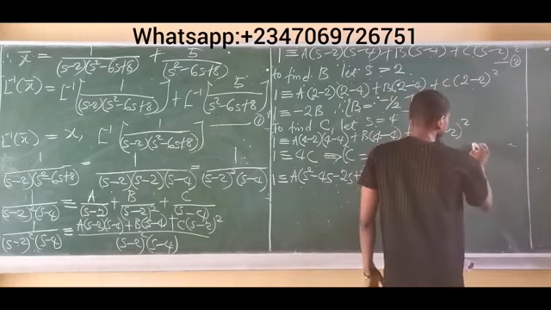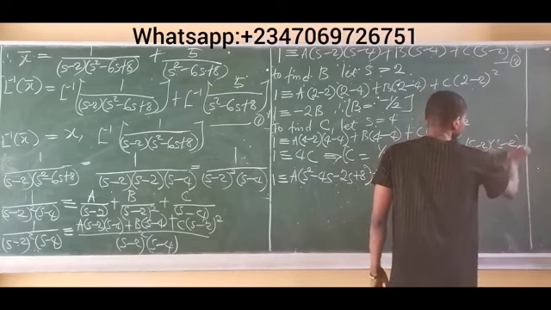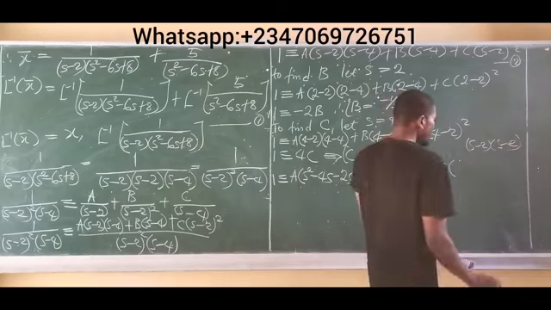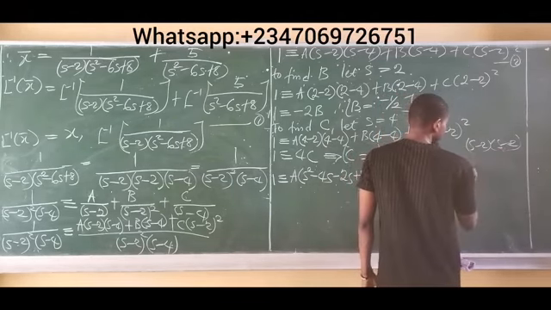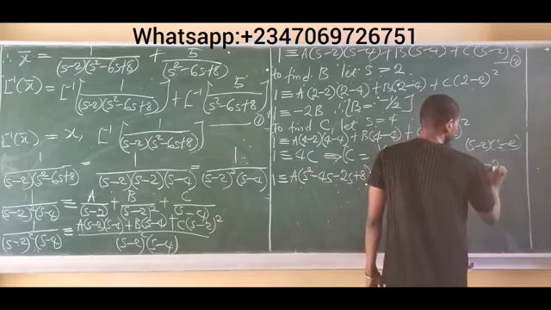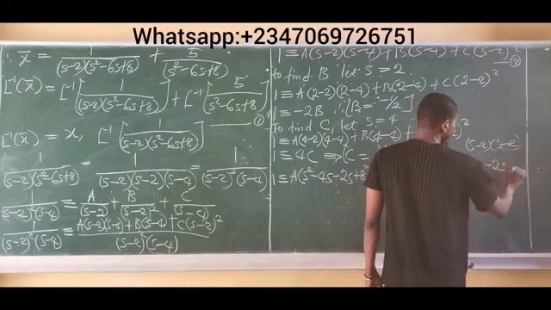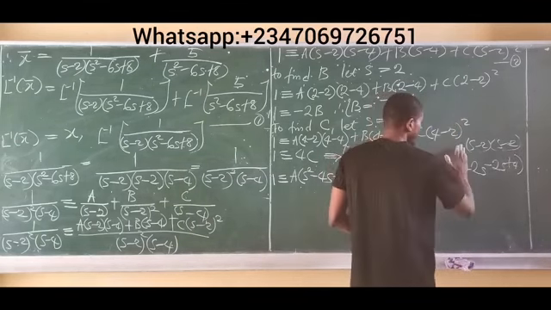All right, so let's expand (x minus 2) all squared. We simply have x minus 2 times x minus 2. So x times x gives us x squared. x times minus 2 gives us minus 2x. Minus 2 times x also gives minus 2x. Minus 2 times minus 2 gives us plus 4. All right, so we have this for that.